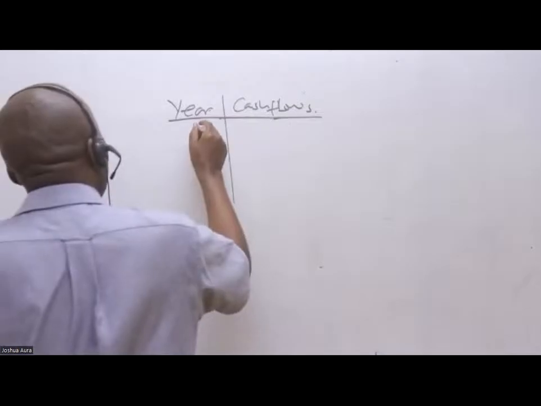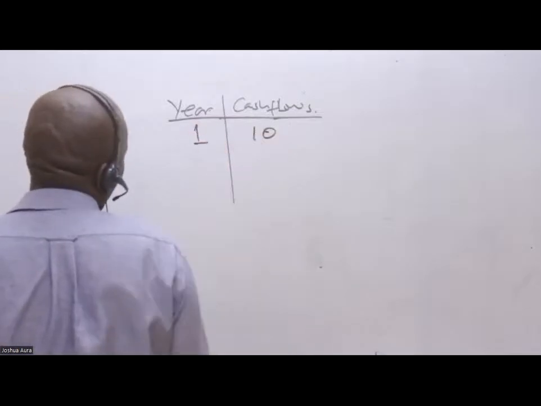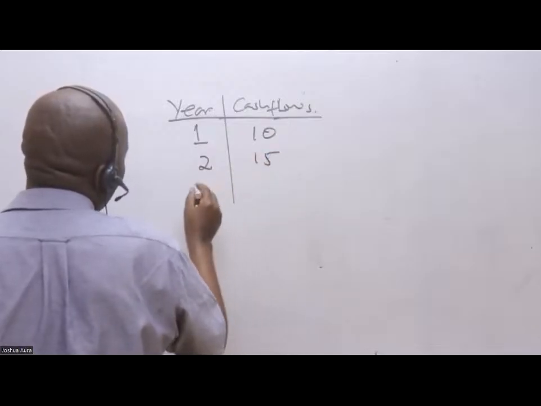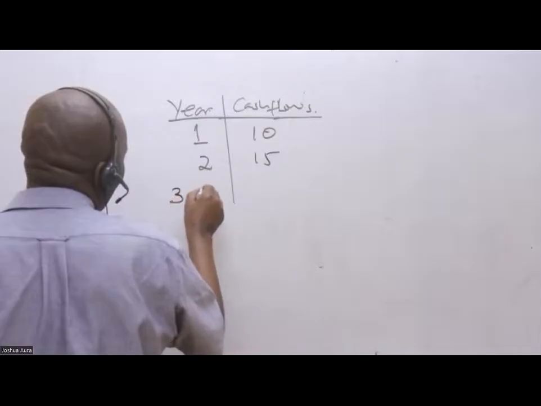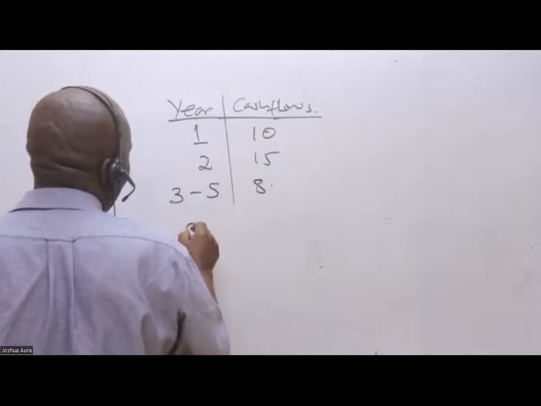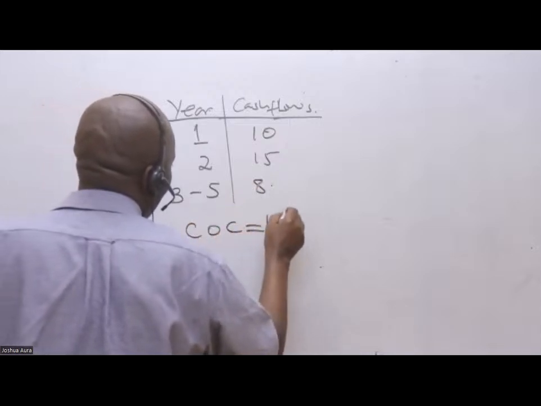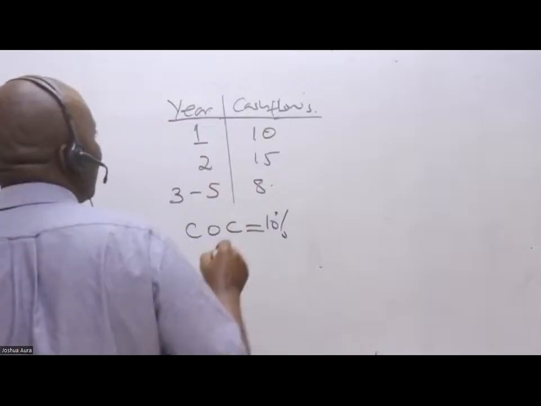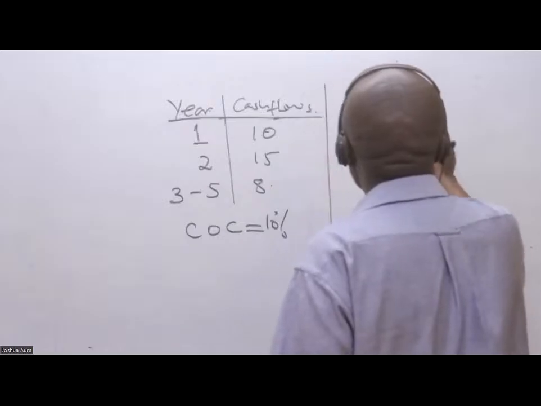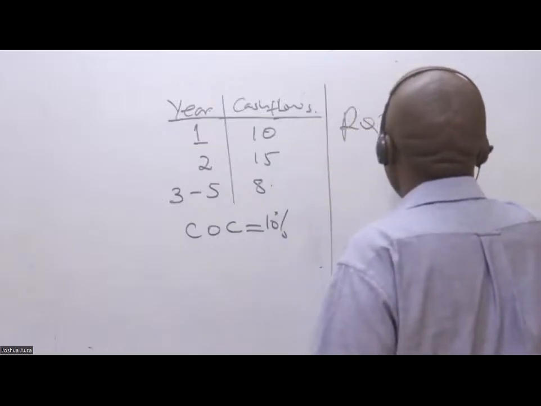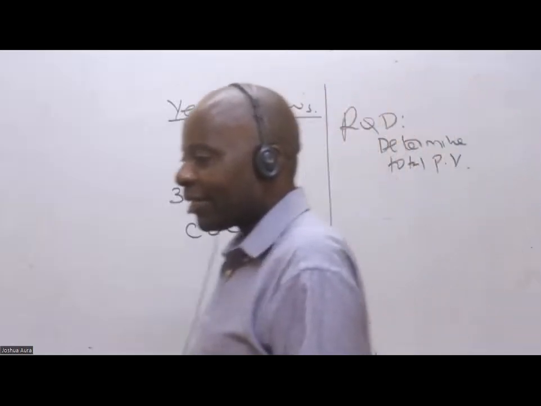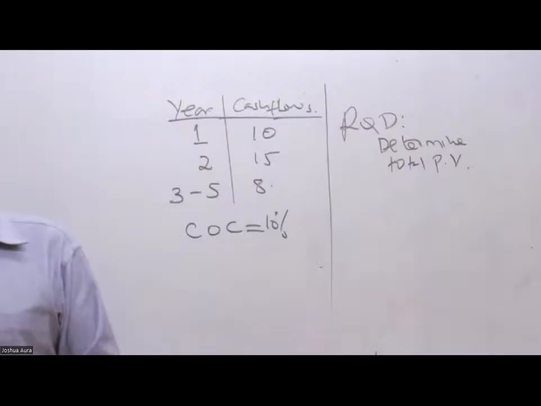So tell them, in year 1, we expect to get a cash flow of 10. In year 2, we expect to get a cash flow of 15. And then give them year 3 to year 5, we expect to get a cash flow of 8, and then give them the cost of capital, which is 10%. Then tell them required: determine total present value. This is what you do as a good examiner.